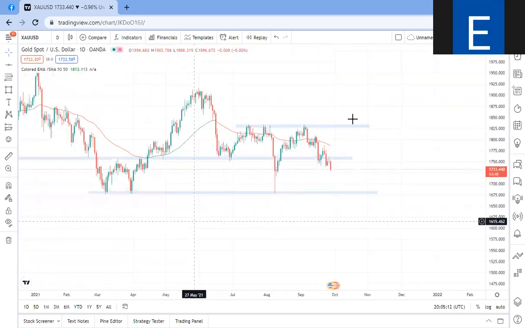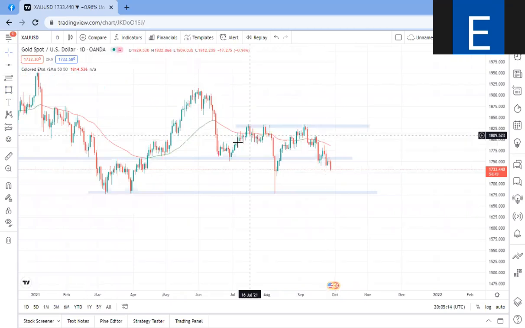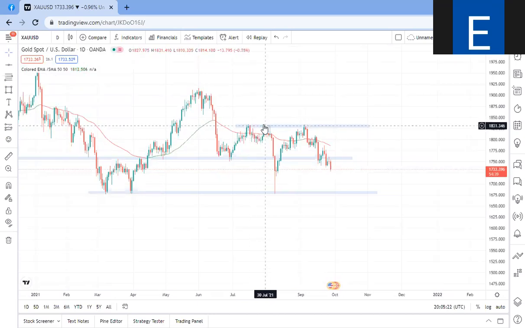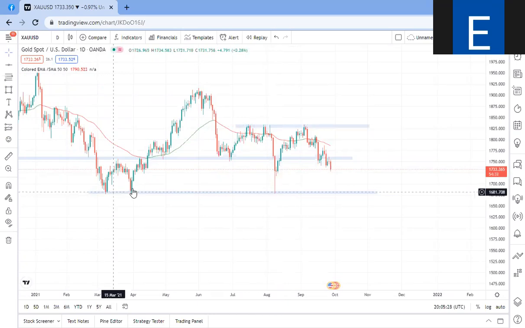So what we can see here now is how price was ranging. Price went up to this 1830 area, fell down, went back again for a second retest, before price sold all the way to the previous lows.